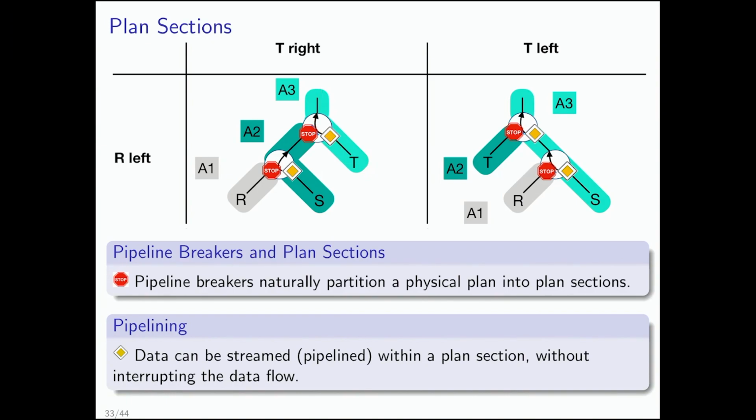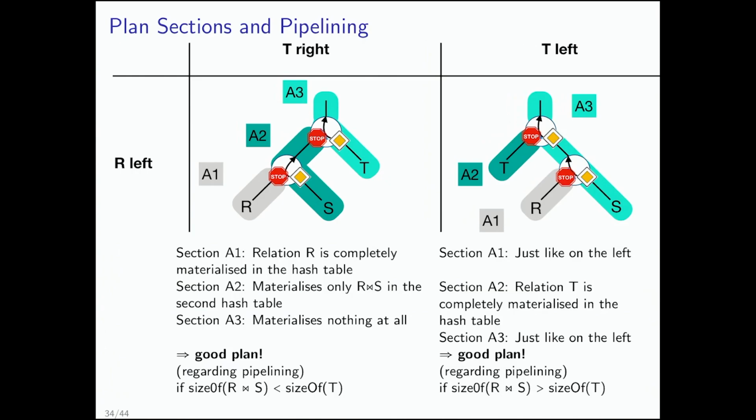And you see, depending on which tree structure you use, you will get different segments, different sections of the plan. And then basically you can reason about the quality of those plans in terms of pipelining. And then you can make decisions like, okay, if the size of the join result of R and S is smaller than the size of T, maybe that is a good plan, and the other way around, that's a better plan. These kind of things.